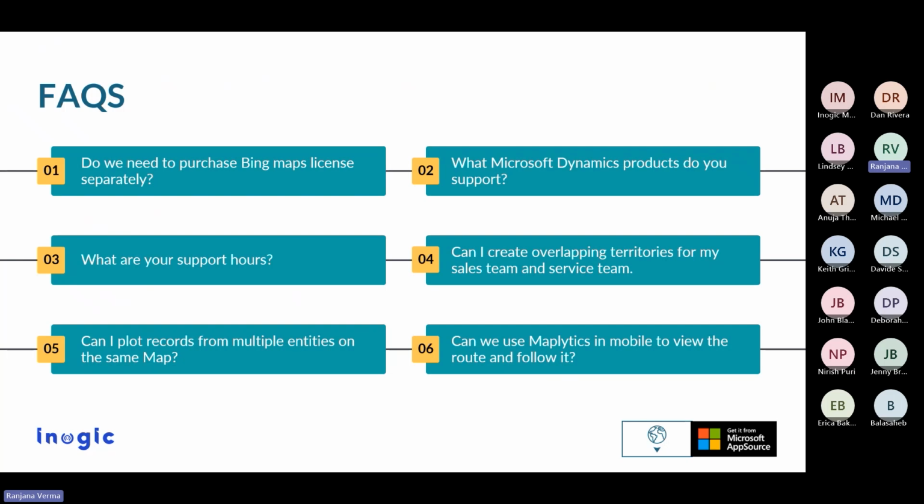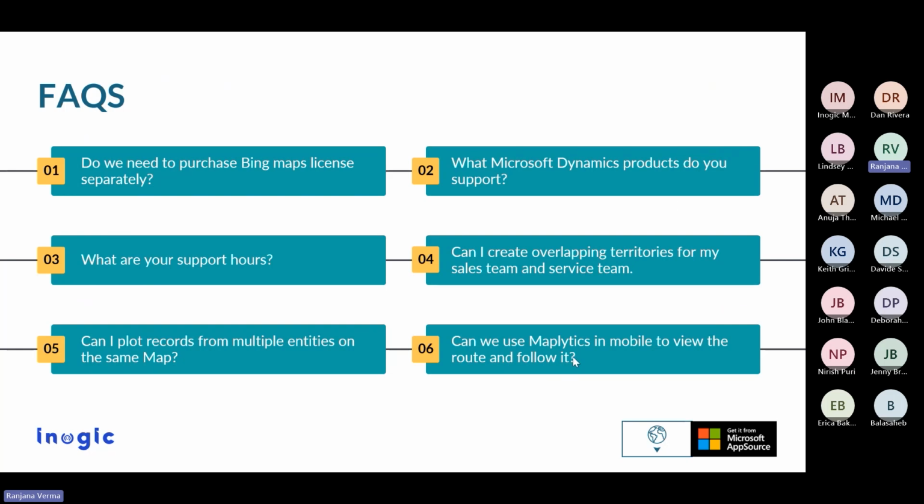Now there are some quick questions that I would like to answer. Some of them I have already shown in the webinar. So the first one is Bing Map licenses. Bing Map licenses is also a part of our own license. You don't have to procure it separately. It's a part of our solution, right? Overlapping territories. Yes, you can create your overlapping territories. In fact, you can create shared territories. You can move them. So yes, that is very much possible.